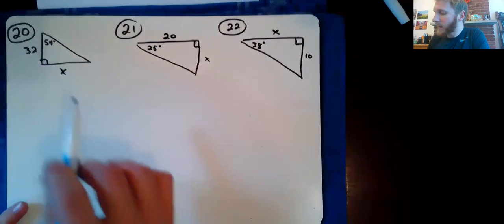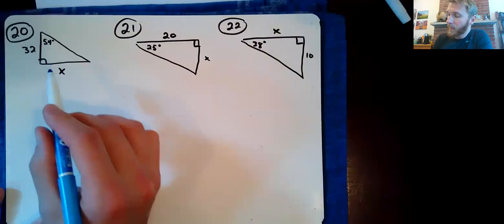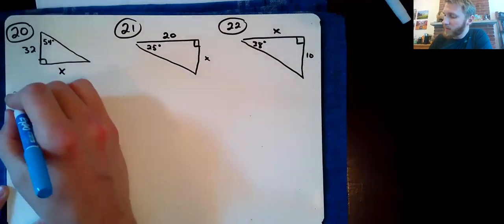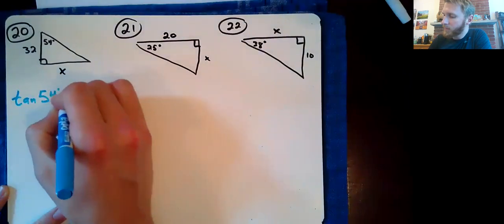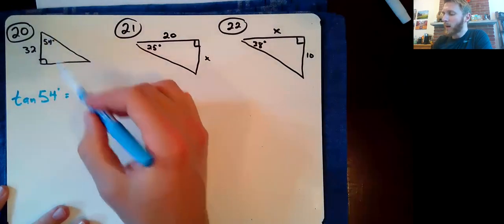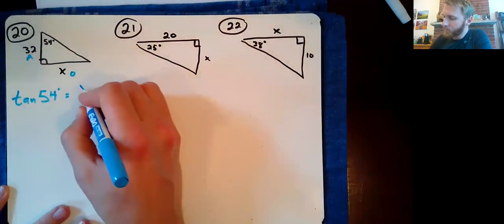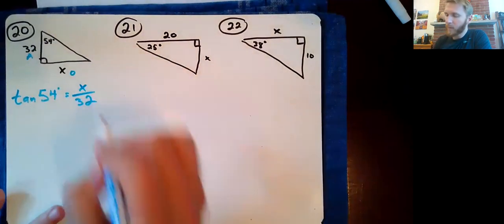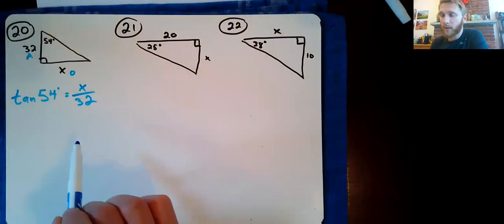So in this case, I've got an angle and then the two legs. So it's a great situation where I can use tangent. Again, this is my angle here, so I set up tangent of the angle, tangent of 54 degrees, and it's equal to opposite, which is x, over adjacent, which is 32. Great. I got it set up. There's one variable in there. Everything else I know, so I can solve.